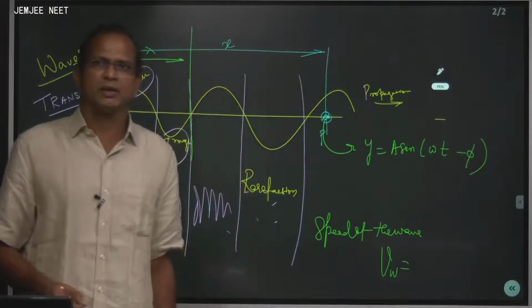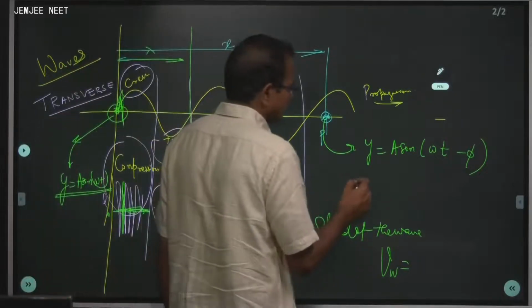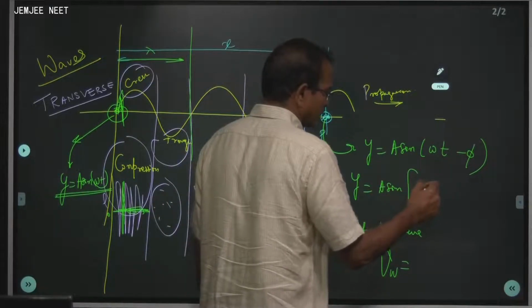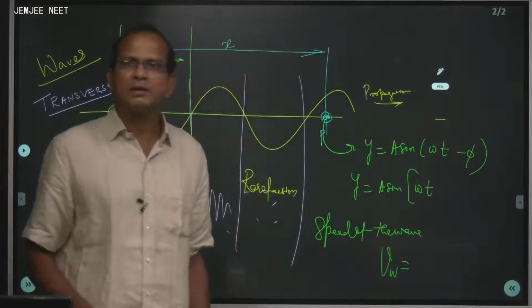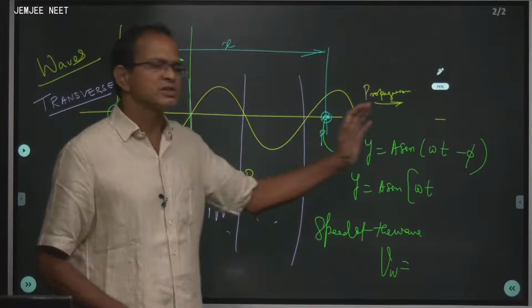A sin omega t minus phi. Right now, y is equal to a sin omega t, minus phi. What's the value of phi? By what angle does it change?